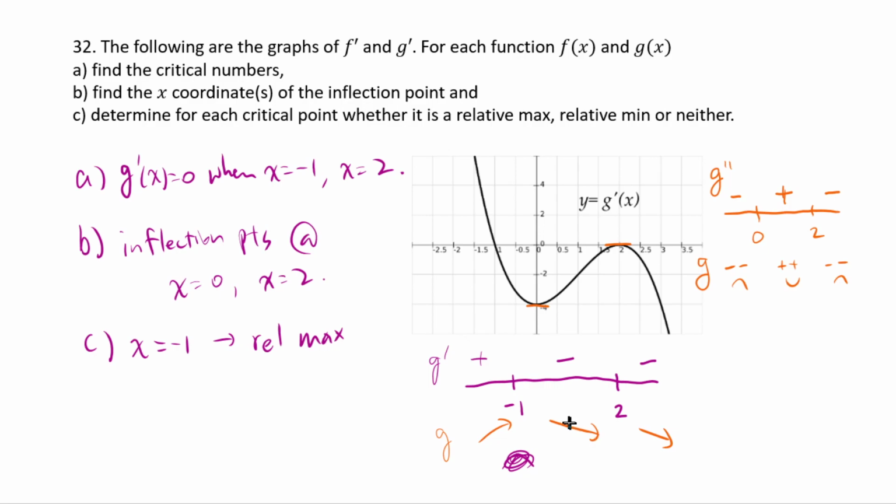Okay, and then here it's decreasing and then decreasing again. So it's more like it's decreasing and then decreasing again. Okay, and that means you have neither. So x equals 2 is neither relative max nor relative min. Okay, it's not a relative anything. Okay, relative extrema. It's not a relative extrema. Okay. All right. So now next question.